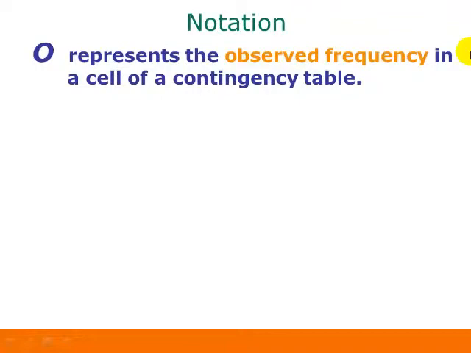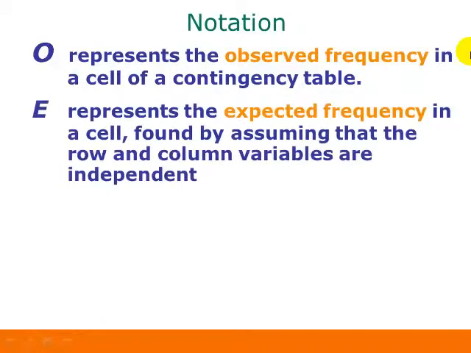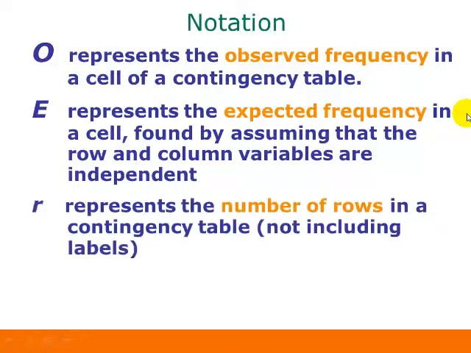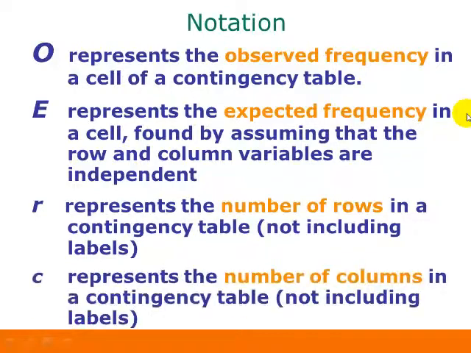Capital O represents the observed frequency in a cell of the contingency table. E represents the expected frequency in a cell, found by assuming that the row and column variables are independent. R represents the number of rows in a contingency table, not including the labels or the totals. And C represents the number of columns in a contingency table, not including labels or totals.